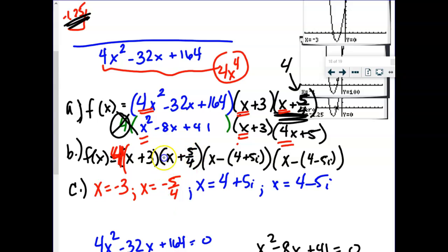What else could I have done though? I could have put it into this weird funky fraction one and called it a 4x plus 5 instead. Well, I could have put it anywhere. I could have made this a 4x plus 12. That'd be weird though. Okay.